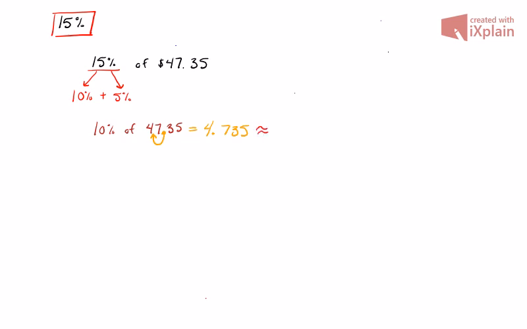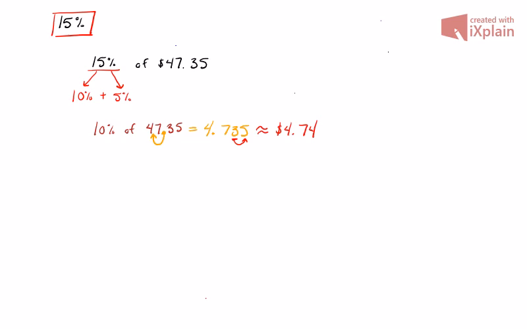So what I would say is this would be $4.74, because again, I want to round to the nearest cent. So I'm going to round to that hundredths place. And notice that there is a 5 next to it, so that's why I'm going to round up from a 3 to a 4.